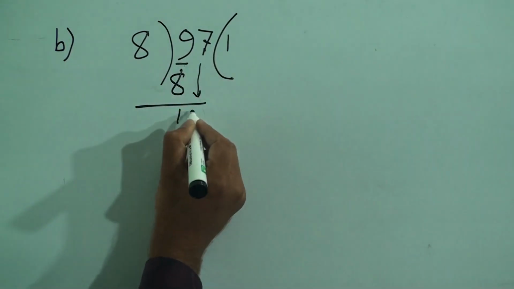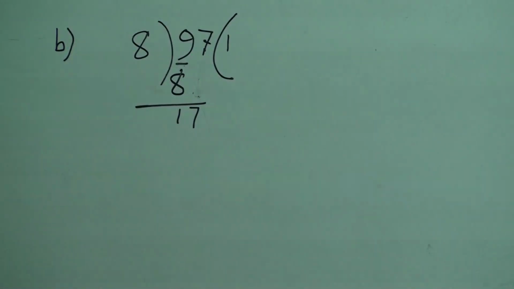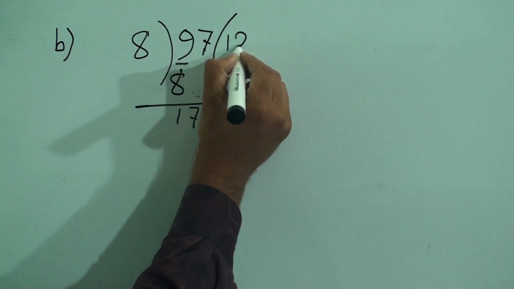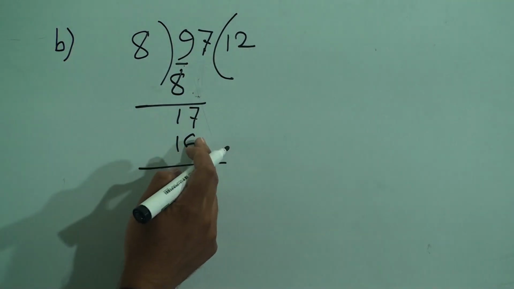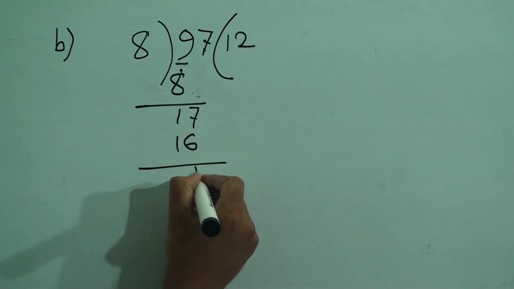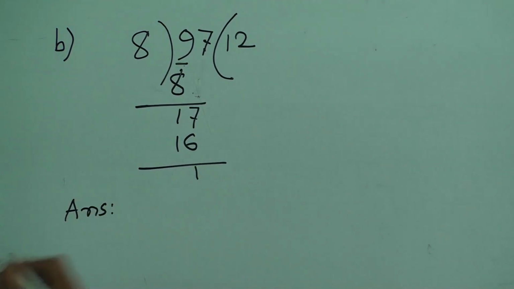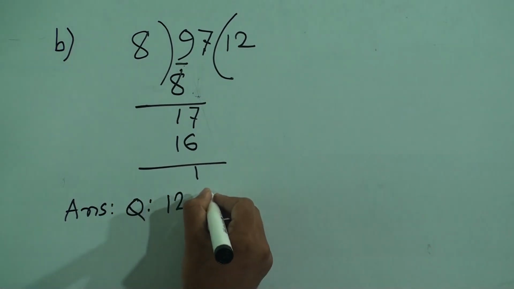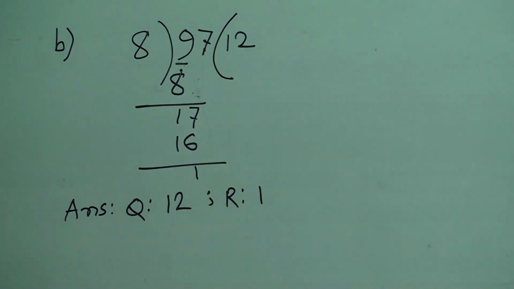Then bring down 7. After bringing down, 1 and 7 make 17. How many times does 8 go into 17? We know that 8 twos are 16. Then subtract 16 from 17. 6 from 7, it is 1. So the answer is here quotient equals 12 and our remainder equals 1. Hope my dear students you understood this one.